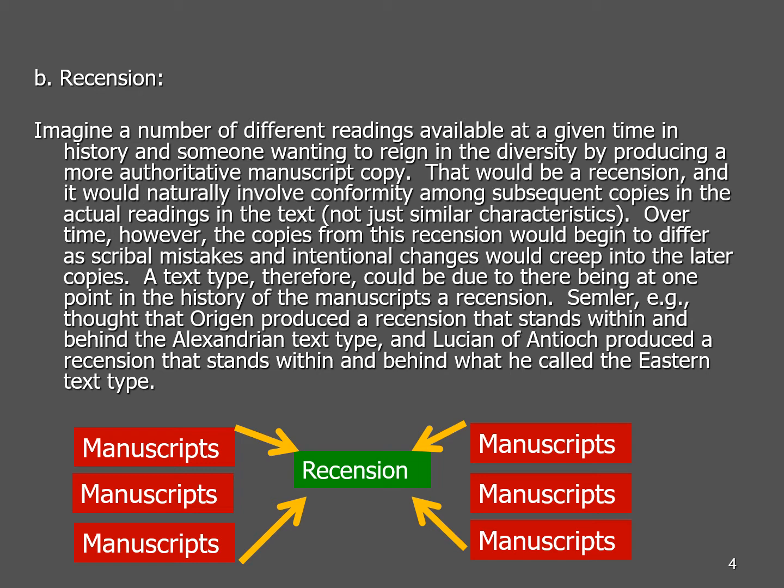A text type, then, could be due to there being, at one point in the history of the manuscripts, a recension. It would explain the characteristics that can be associated with a certain text type and the manuscripts in there. Semler, for example, thought that Origen produced a recension that stands within and behind the Alexandrian text type, and Lucian of Antioch produced a recension that stands within and behind what he called the Eastern text type, a term we're not going to continue to use.